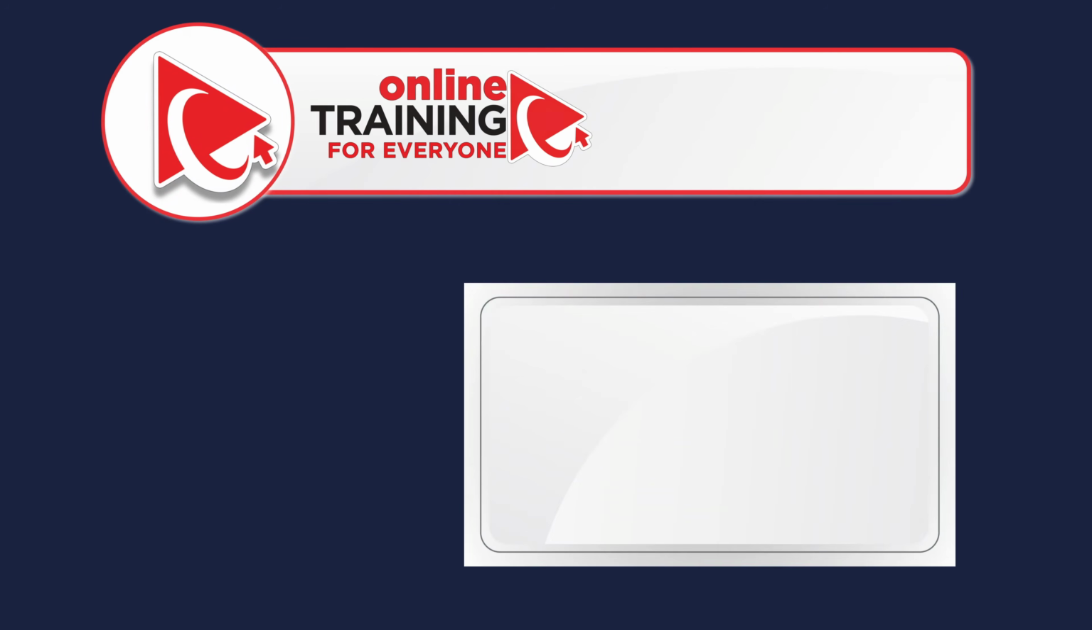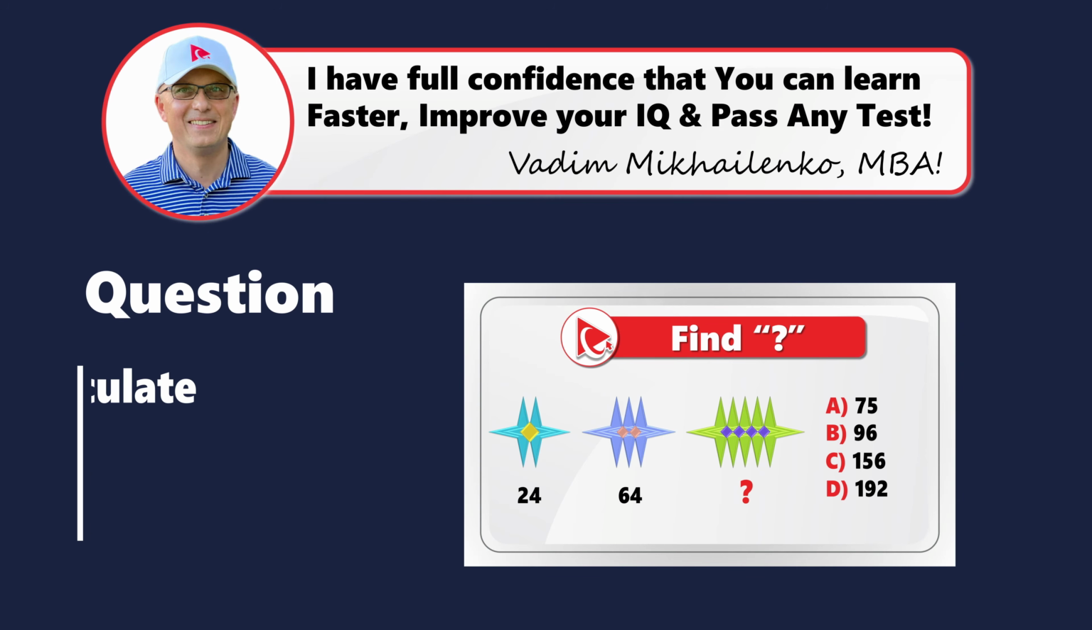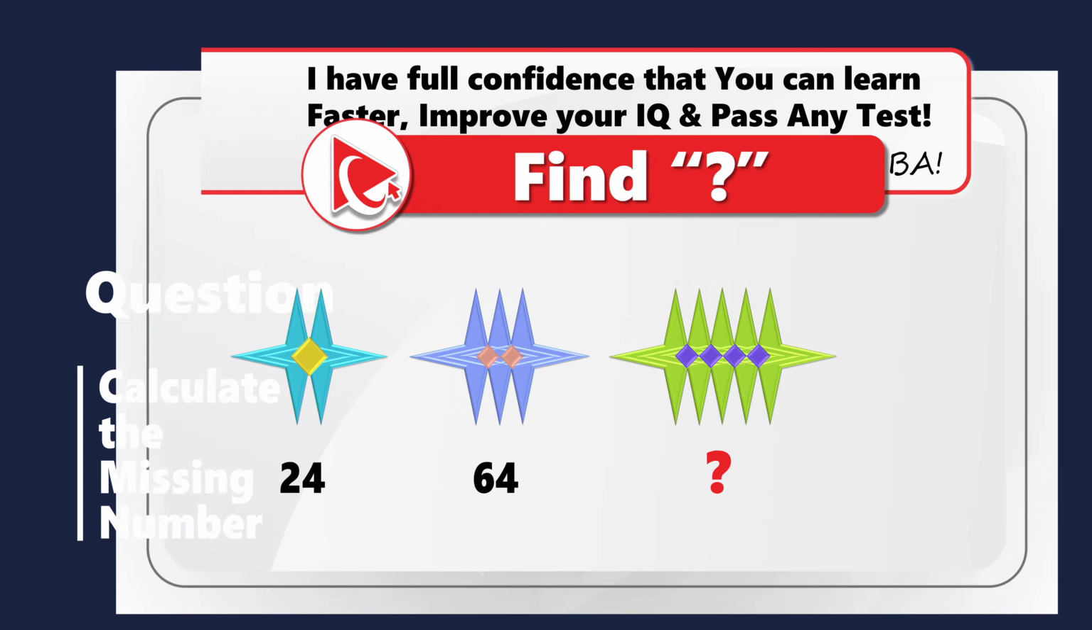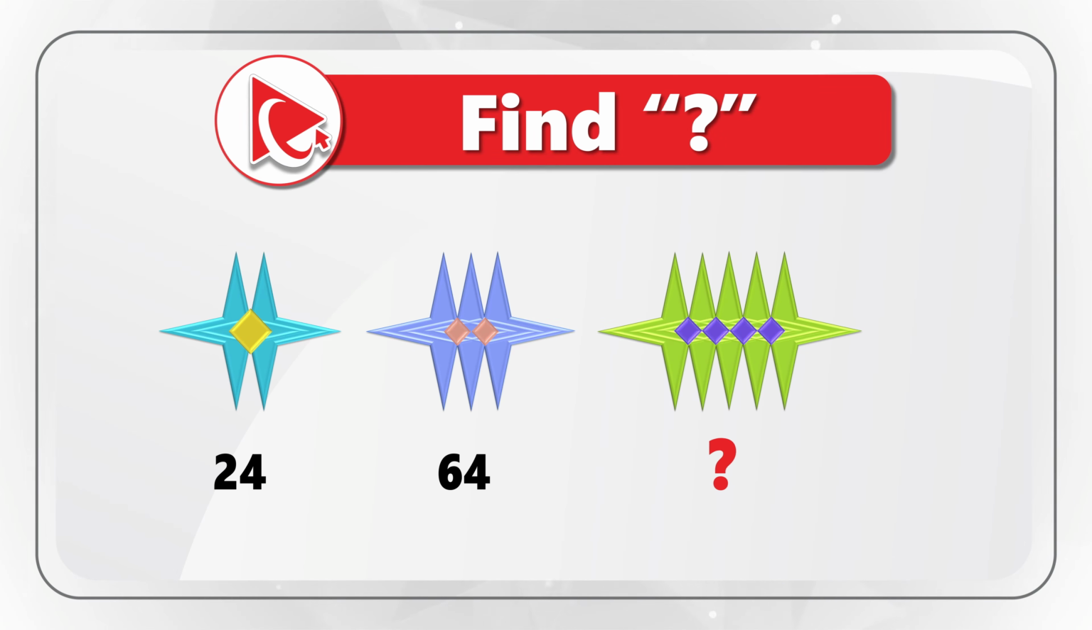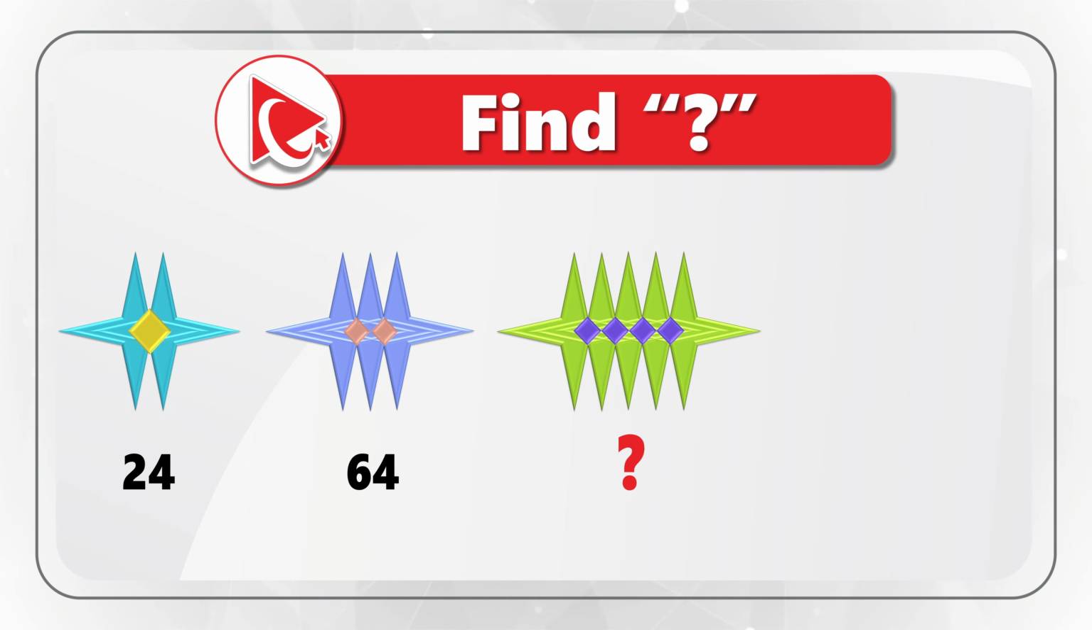By solving this question, we'll boost your IQ and intelligence. You're presented with 3 sets of stars. Each set is a different color. Underneath each set, there are numbers. The first set has the number 24, the second set has the number 64, and the third set has a missing number represented by the question mark, which you need to calculate and select out of 4 possible choices.